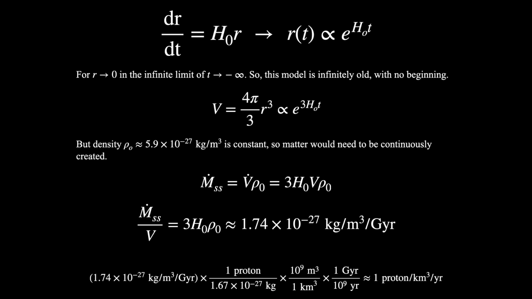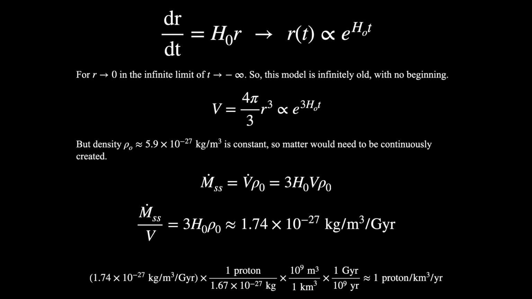Sure. One proton is worth 1.67 times 10 to the minus 27th kilograms. That's the mass of one proton. And of course, there are 10 to the ninth cubic meters in 1 cubic kilometer, and there are 10 to the ninth years in a gigayear. That works out to be about 1 proton per cubic kilometer per year.